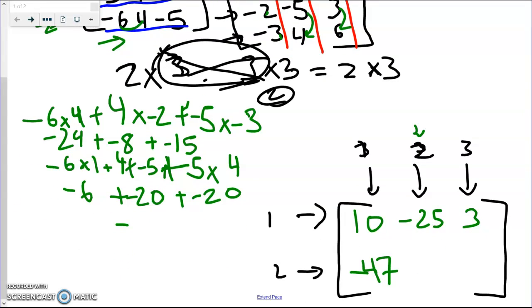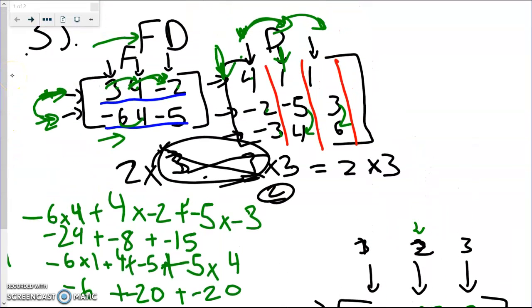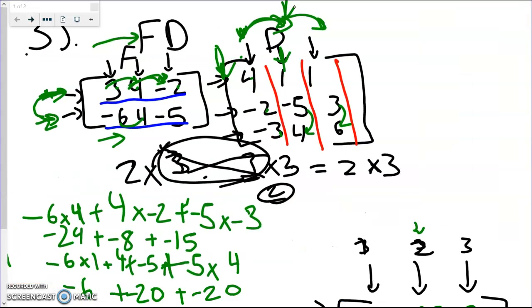And that goes to the right of the negative 47, because we were dealing with the second row of our first matrix in the second column of our second matrix, excuse me, okay? So now it's time to do the last one, all right? Oh, excuse me. We move over to the next column, to the last column there, and then we do the same process.